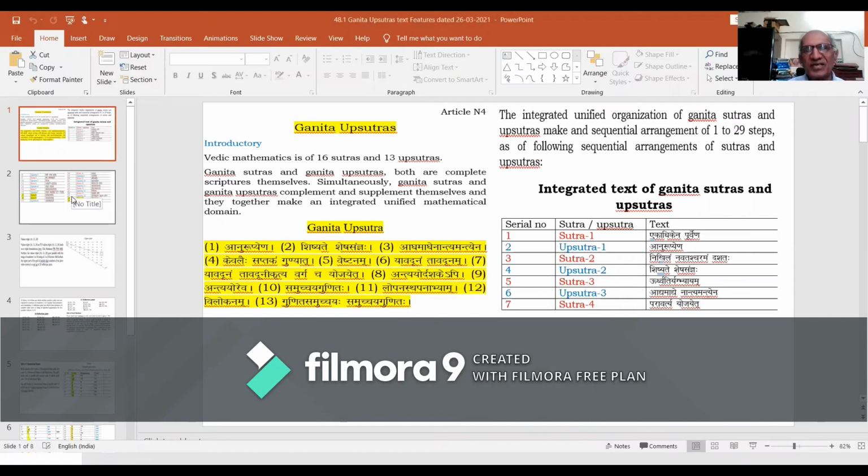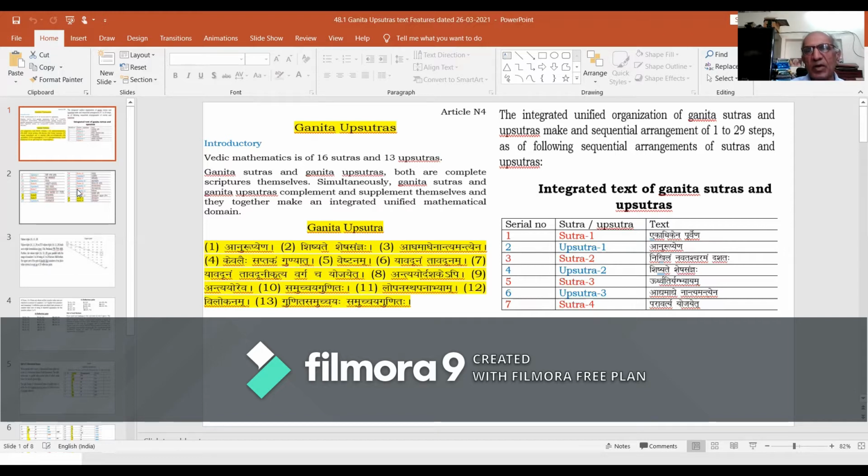Welcome. From this session, we are entering the domain of Ganita Upsutras. Ganita Upsutras are of a distinct domain. The mathematical domain of Ganita Upsutras is an independent mathematical domain. Ganita Sutras and Ganita Upsutras are complementary and supplementary to each other, but the mathematical domain of Ganita Sutras has its independent domain, and it as well is a distinct mathematical domain.